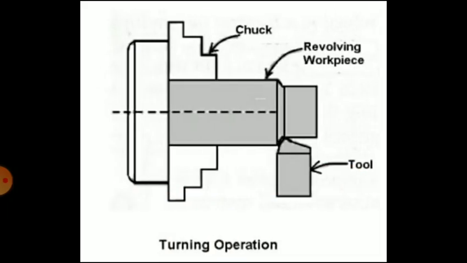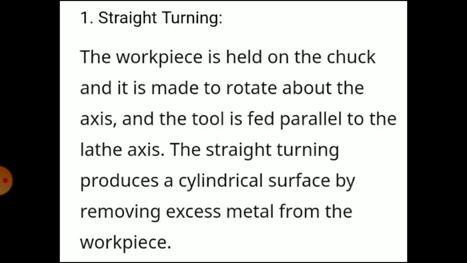The first operation is the turning operation, a straight turning operation. It is a process of reducing the diameter of a part to a desired dimension. You can see the work is held in a chuck and rotated. At the bottom there is a tool, and the tool is fed in a longitudinal direction, parallel to the lathe axis, from right to left along the headstock. The work is made to rotate about the lathe axis and the tool is fed parallel to the lathe axis. So it is a straight turning operation.